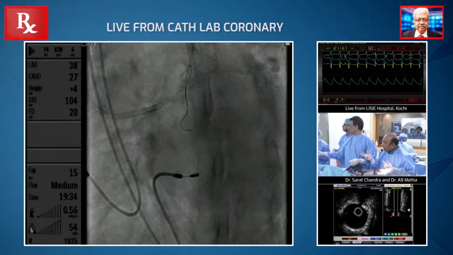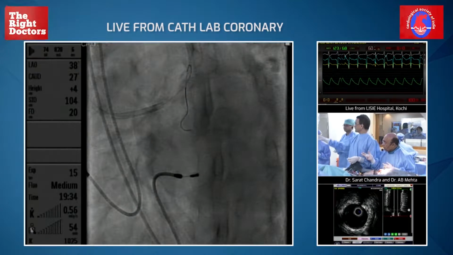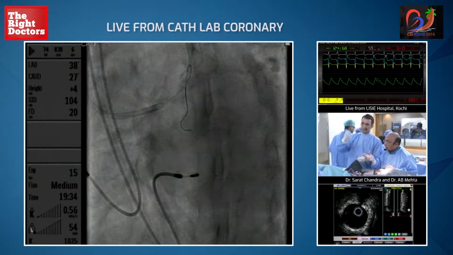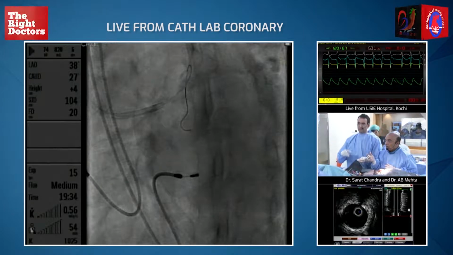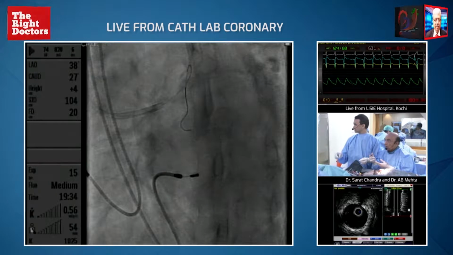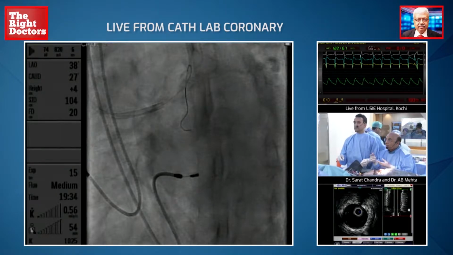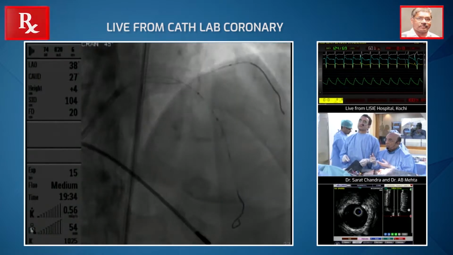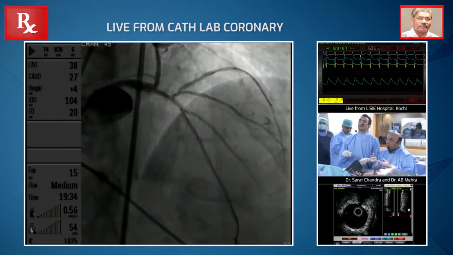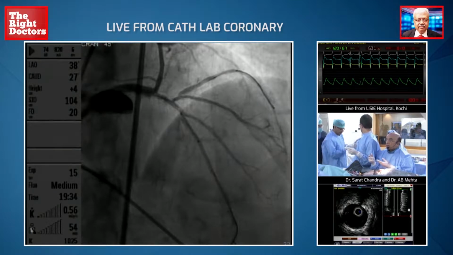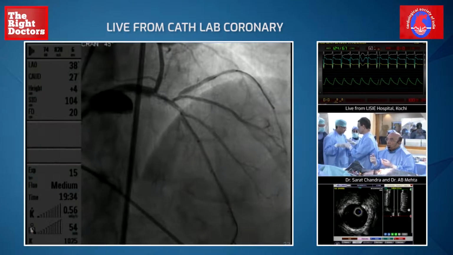Okay. So this was the distal lesion being treated. And this is the proximal lesion being stented.